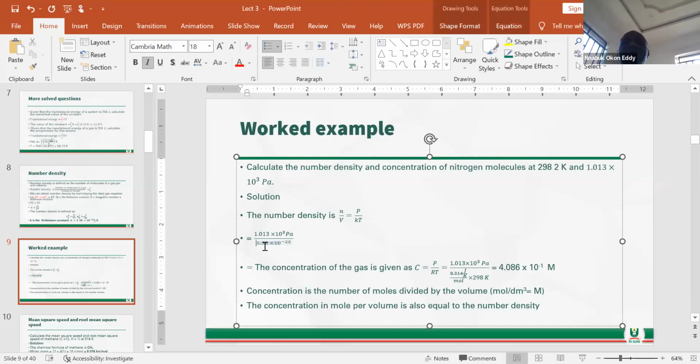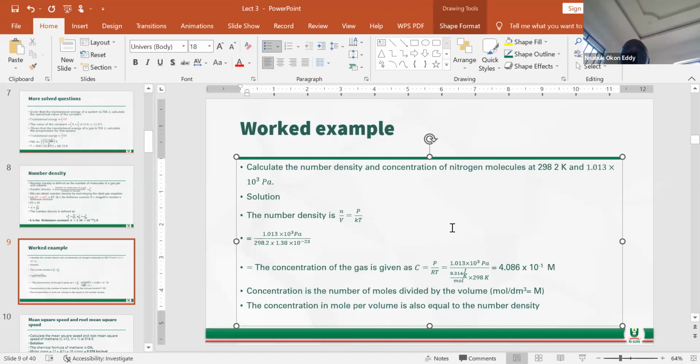The temperature has to be introduced here: 298.2. So that will give you the number density. And we also know that the concentration of a gas is given as P over RT. When we talk about concentration, it's pressure all over RT. If we substitute that value, we have 4.086 times 10 raised to the power of minus 4 M. That's C, the concentration, which is P all over RT.